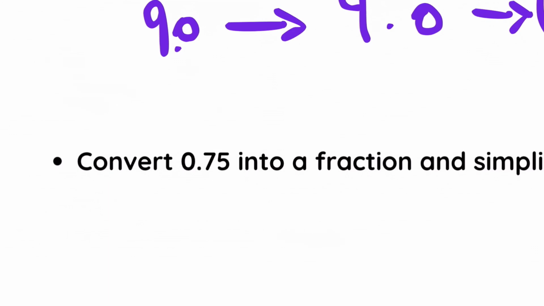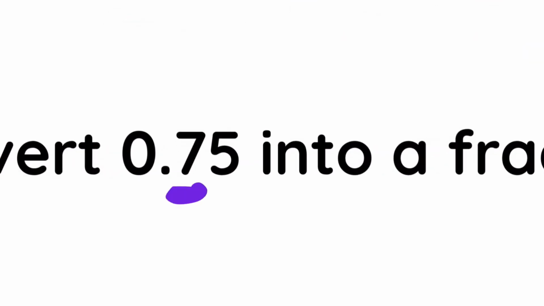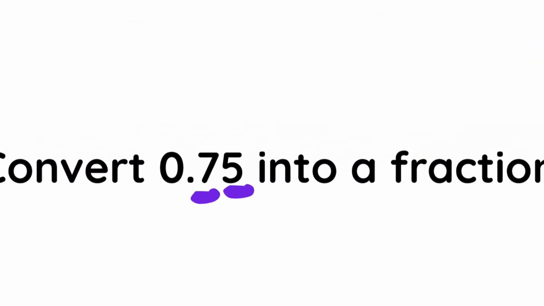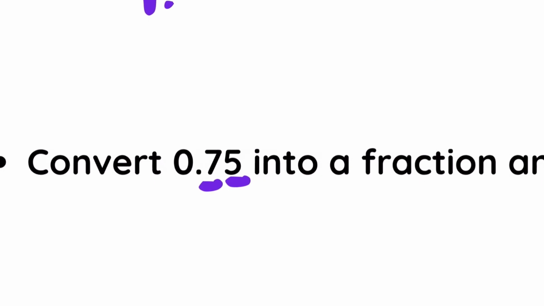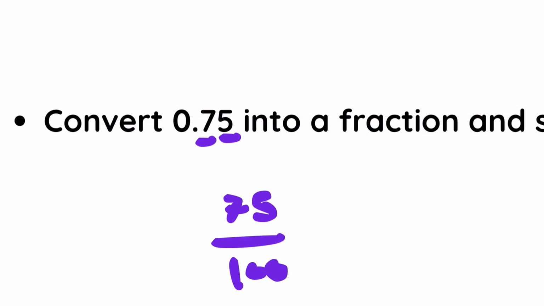The next one, convert 0.57 into a fraction and then simplify. So we have 2 decimal digits, which means that my denominator needs to have 2 zeros, which is 100, right? So I write 75 divided by 100. Okay, so to simplify, I can divide both of them by their GCF, and their GCF is 5.